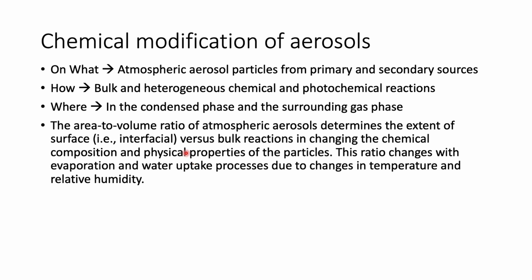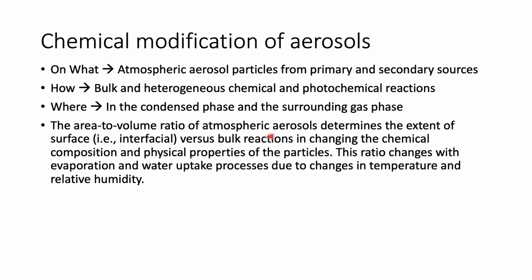Let us look at some of the chemical modifications of the aerosols. We can have three different questions: what, how and where. So the first question: what is the chemical modification of aerosols? These are atmospheric aerosol particles from primary and secondary sources, and they undergo chemical modification. And how do they undergo modification? Bulk and heterogeneous chemical and photochemical reactions are responsible for this particular change. And where are they actually taking place? In the condensed phase and the surrounding gas phase. So this is how we can understand how the chemical modification affects the aerosol.